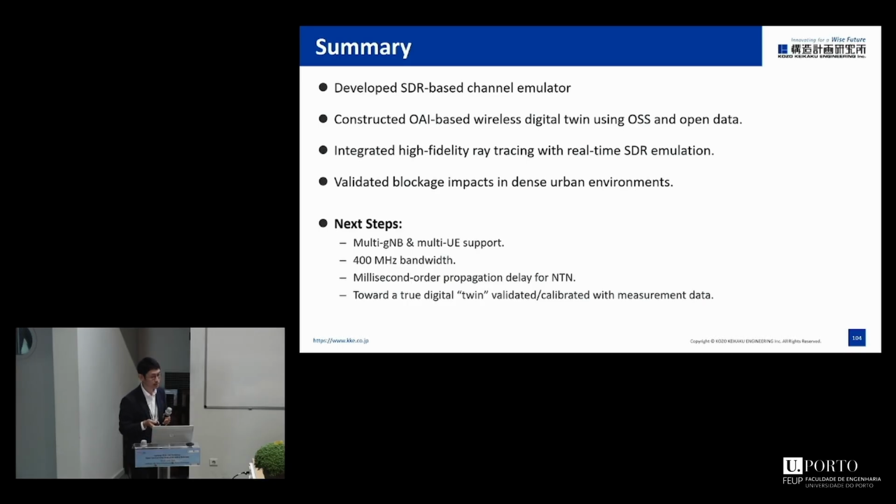As next steps, we will extend the platform to multiple gNodeB and multiple UE scenarios, wider bandwidths up to 400 megahertz, larger NTN scale delays, and calibration using real measurement data. And that's all. Thank you for your listening.